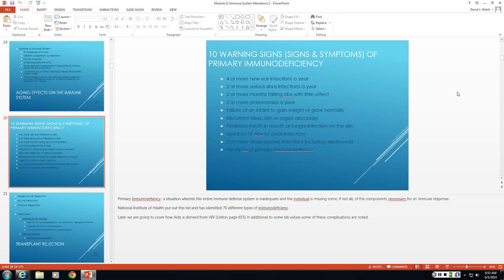So, let's look at 10 warning signs or signs and symptoms of primary immunodeficiency. So primary immunodeficiency is a situation where an entire immune defense system is inadequate, and the individual is missing some, if not all, of the components necessary for an immune response. Now, the National Institutes of Health put out a list and has identified 70 different types of immunodeficiency.